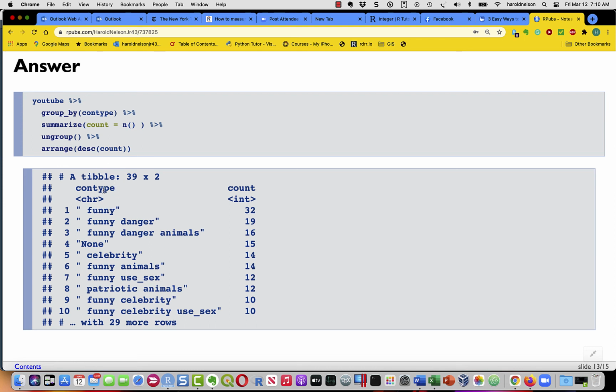So we have the most common is funny with 32 values, just funny by itself. Funny with danger, 19 values. Funny with danger and animals, 16 values. And then none is actually fairly common with 15 values. And you can see funny happens quite a lot. You got 1, 2, 3, 4, 5, 6, 7 of the top 10 consolidated types contain funny. Okay?